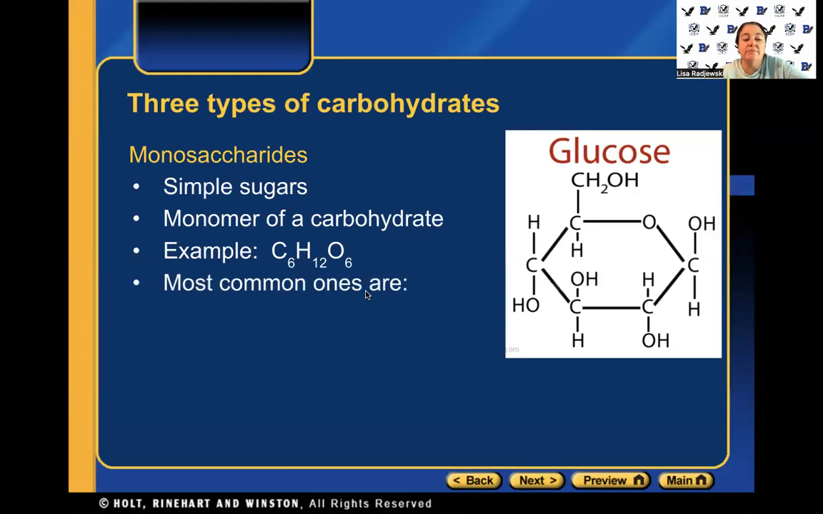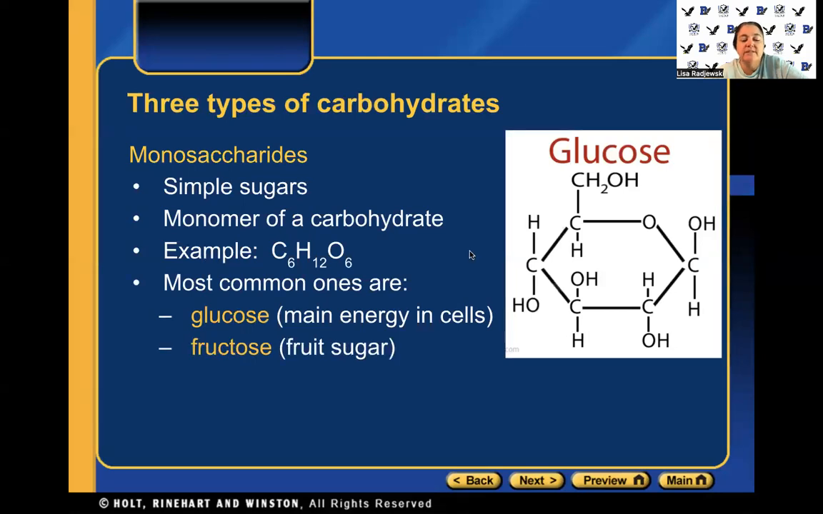There are 3 common, well, there's more than 3, but there's 3 common ones that we're going to learn that are monosaccharides. Glucose, and that's the main energy that's in our cells. You have fructose, which is a sugar in fruit, so it's super sweet. And then you have the sugar that's in milk, and that is called galactose. All 3 of these monosaccharides are C6H12O6.